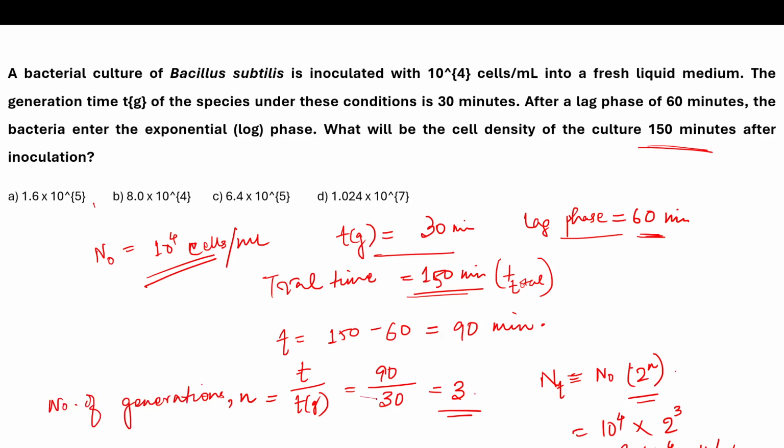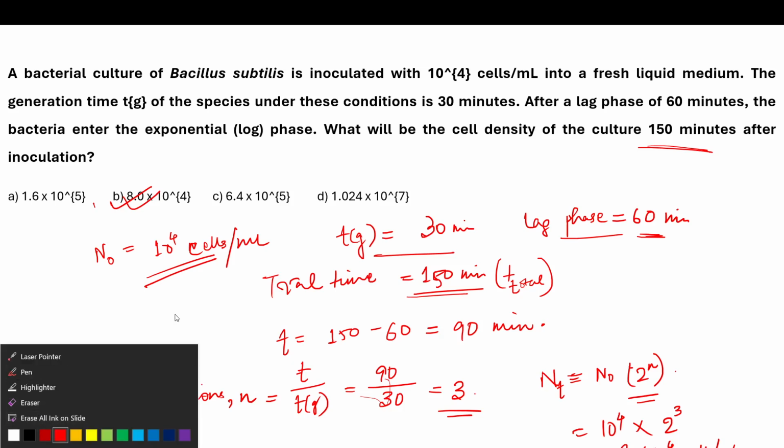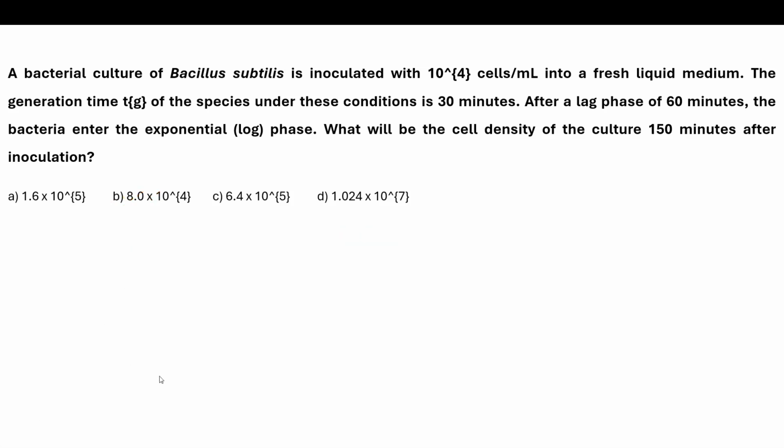8 into 10 to the power 4 cells, this one, per ml. Okay, so basically we have to take care of the lag phase. We have to subtract it from the total time given, and then calculate the number of generations. And finally, what will be the cell density? We have to calculate using the number of generations and the initial number of cells given. Okay. Correct option is option B.